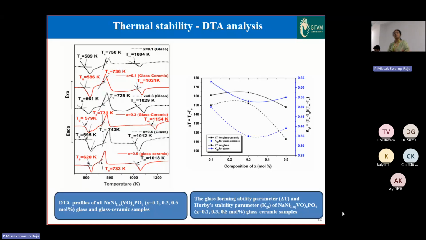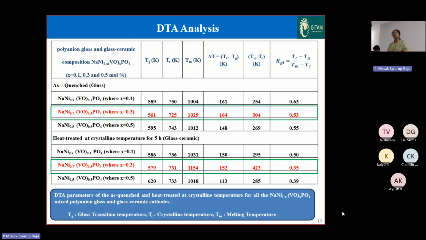By measuring all these values, first we can find the glass stability parameter, delta T, where delta T equals Tc minus Tg, and the KGL value, which is the average parameter value. Observing this table, you can see which sample has the better stability parameter. Delta T is high at 164 compared to the remaining two samples, and the KGL value is 0.53. So the 0.3 sample is the better one compared to the remaining two in the case of the glass samples.